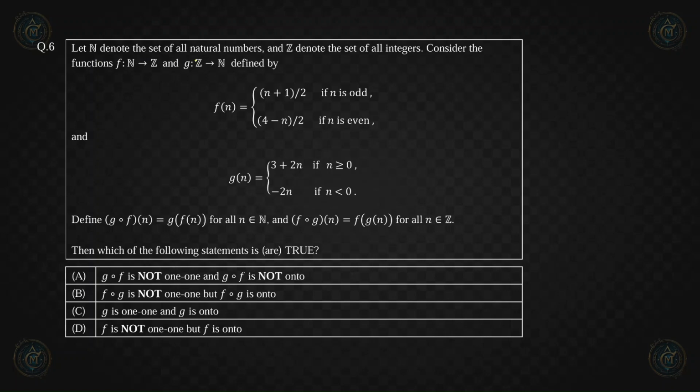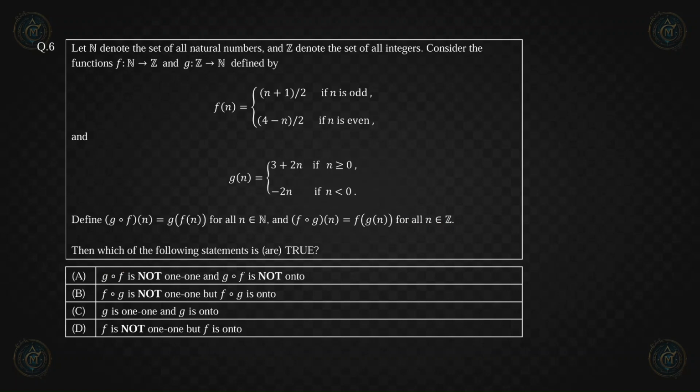Let N denote the set of all natural numbers, and Z denote the set of all integers. Consider the functions f defined from N to Z and g defined from Z to N, defined by these two definitions for f(n) and g(n). Define g composite f (n) as g of f(n) for all n belonging to the natural numbers, and f composite g as a function of n, f of g of n, for all n belonging to the set of integers. Then which of the following statements are true?